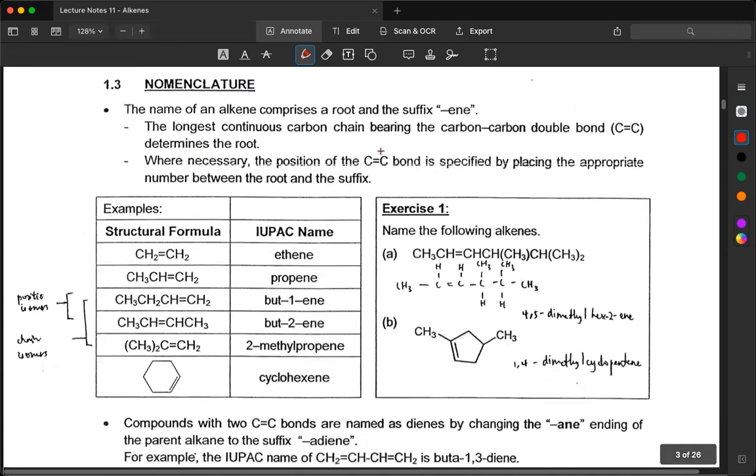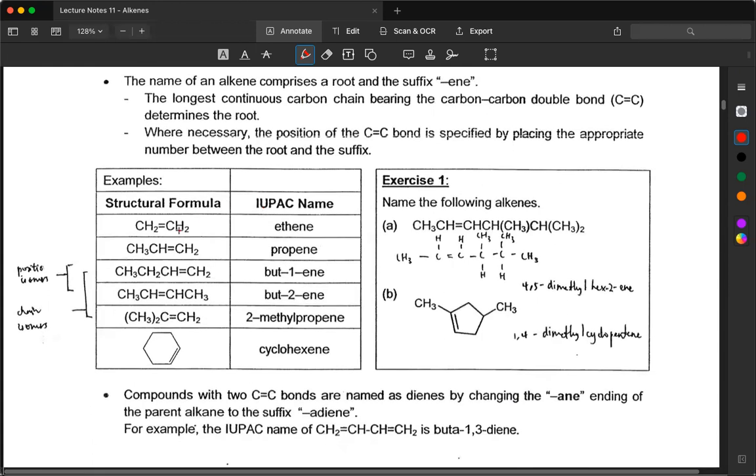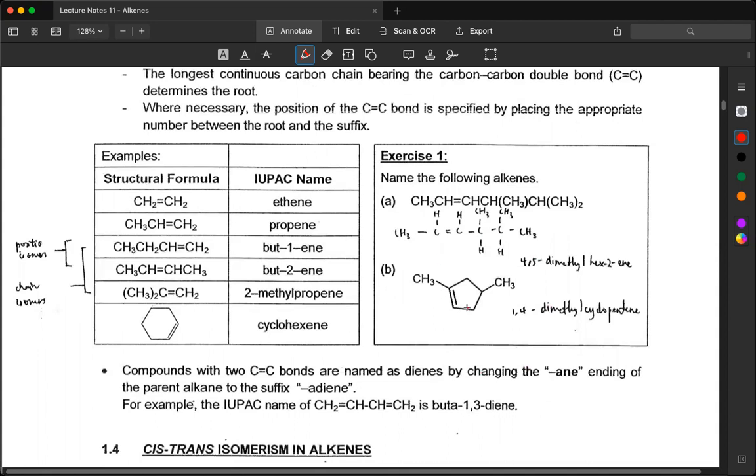For alkenes, the suffix ends with -ene. The longest continuous carbon chain bearing the carbon-carbon double bond will determine the root. Where necessary, the position of the C=C double bond is specified by placing the appropriate number between the root and the suffix. For example, if the double bond is between the second and third carbon, we call this but-2-ene. If the double bond is between the first and second carbon, you can either call it butene or but-1-ene. Now, these are just exercises for you to check at your own time how to do it. I shall not take time to elaborate on this.